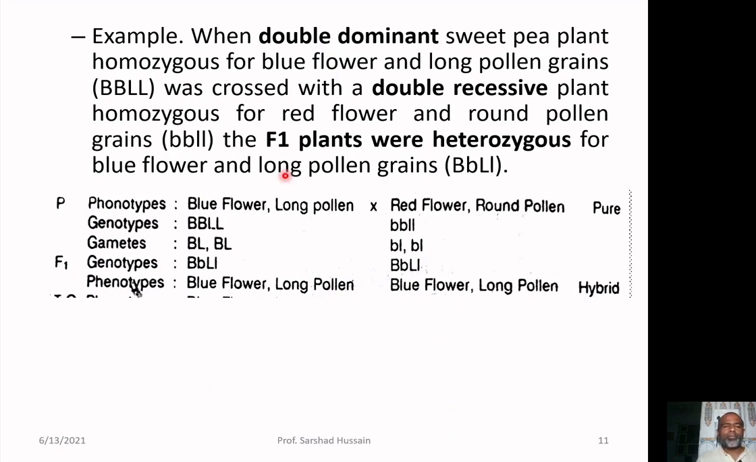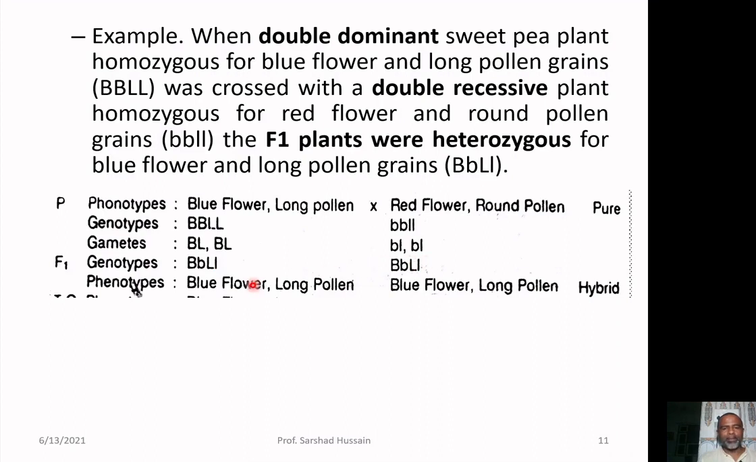Let us have again a cross between double dominant, again it is double dominant because both the genes are capital, with the double recessive, blue flower and long pollen. It is of the sweet pea plant, and red flower with round pollen. This is recessive, this is dominant. Two types of gametes may be formed, BL and BL, again here small b small l, and in the F1 this capital B may go with the small b and capital L may go with the small l, and again you may have the same type of condition over there.